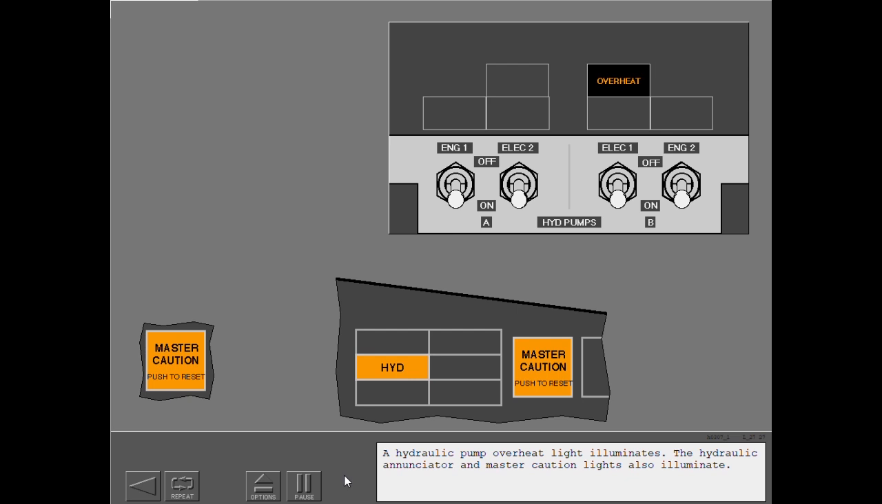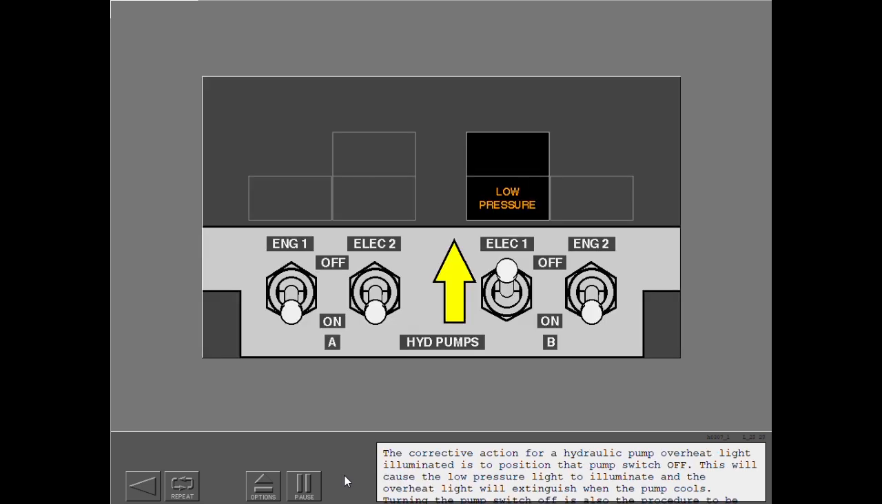A hydraulic pump overheat light illuminates. The hydraulic annunciator and master caution lights also illuminate. The corrective action for a hydraulic pump overheat light illuminated is to position that pump switch off. This will cause the low pressure light to illuminate, and the overheat light will extinguish when the pump cools. Turning the pump switch off is also the procedure to be used in case of a hydraulic pump low pressure light. One pump will provide adequate system pressure for normal system operation.